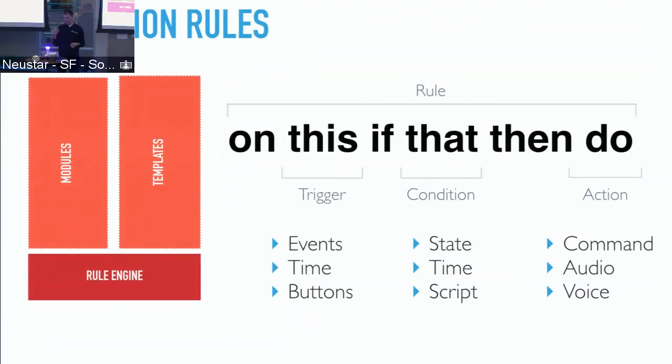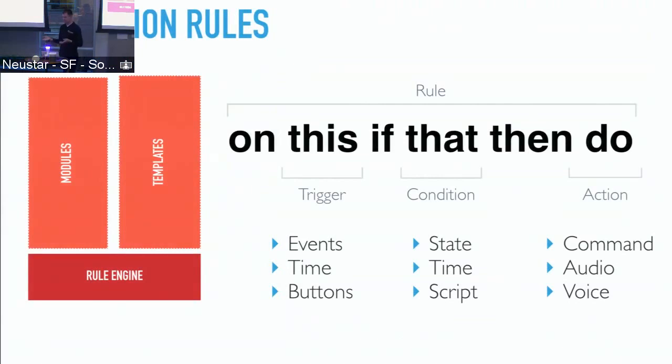Next part is the conditions. So if that. Conditions again can be the state of some of your devices. It can be the time, like saying, well, don't use this rule at night. Don't use it when I'm away, would be a state. And it can be also more complex scripting inside there.